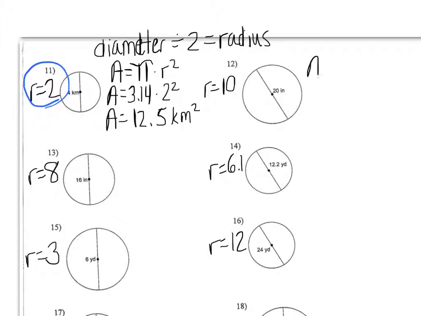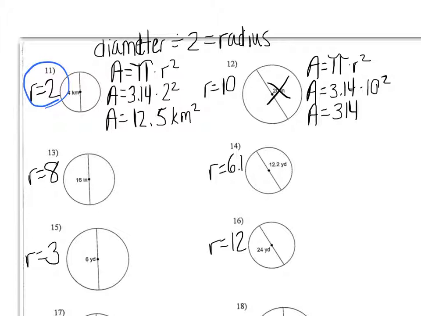Next one, let's try this one over here, number 12. Again, we'll write out our formula. A equals pi times r squared. Then let's plug in 3.14 for pi. And our radius is not 20. Nope, it is 10. 10 squared. Alright, and we get a total of 314. And our label for this is inches squared. That's all you have to do for these. Each one you're going to set up exactly the same. Plug in the radius. Be sure that you don't put in the diameter. Make sure that's the radius.